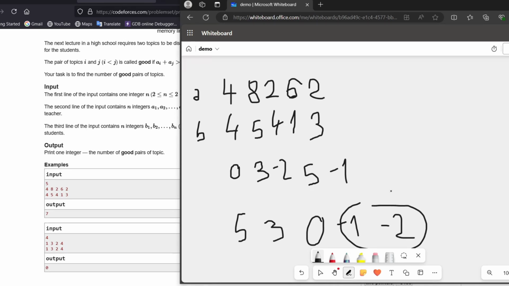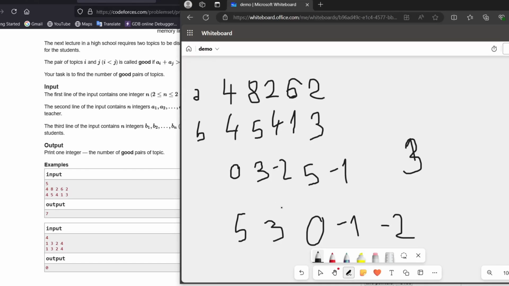-1 plus -2 is -3, so we can do that. Then we're going to go from 0. 0 plus -1 is negative, 0 plus -2 is also negative. So then we'll move on to 3. 3 plus 0 is 3, so we increment our counter by 1. 3 plus -1 is 2, and 3 plus -2 is 1. So we already have 3 solutions here.